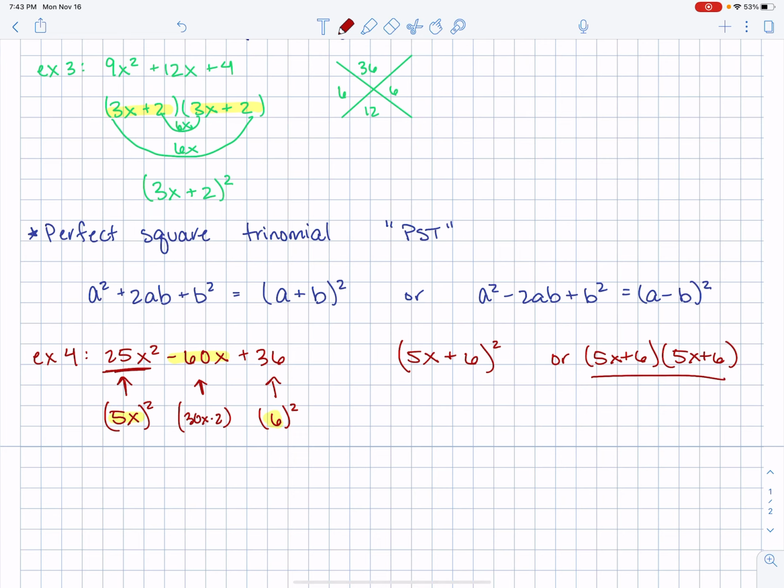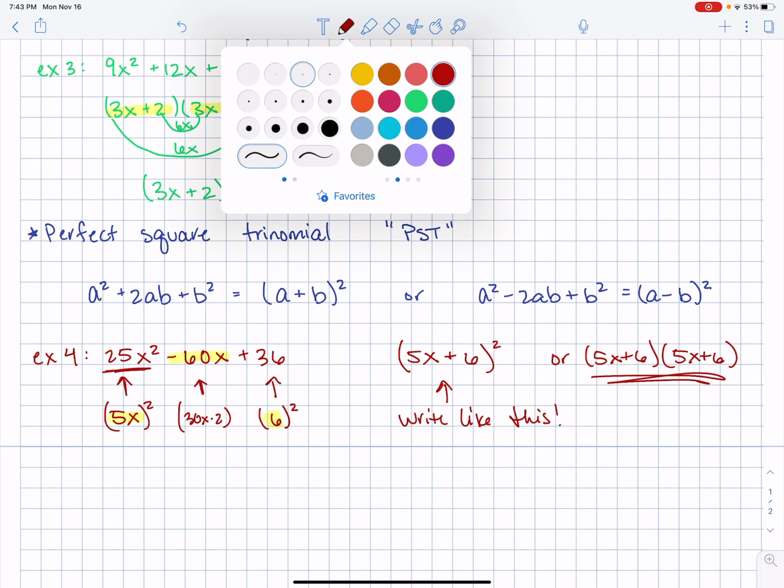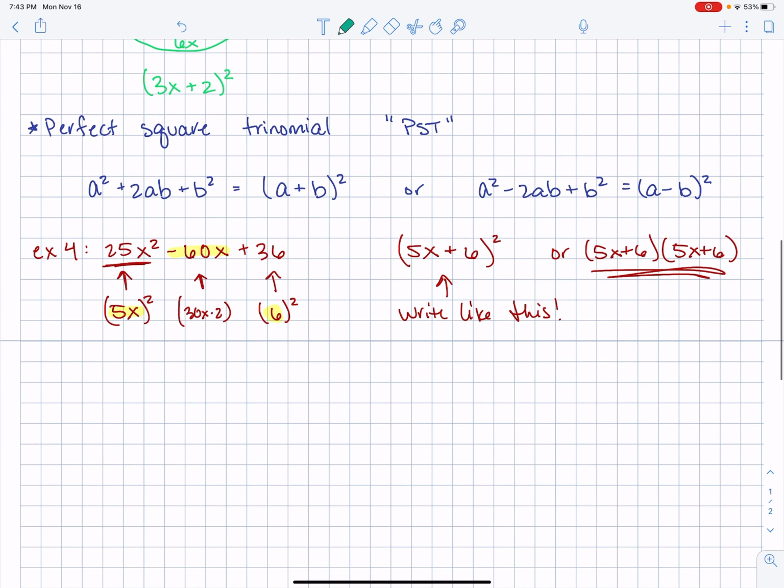But please don't leave it here. Please write it like this, with that exponent up at the top. It's a binomial that is squared. Okay, I'm going to give you one more. It's going to look a little bit easier. Our last one here, hopefully you can see it. Example 5. We're going to do x squared minus 14x plus 49.